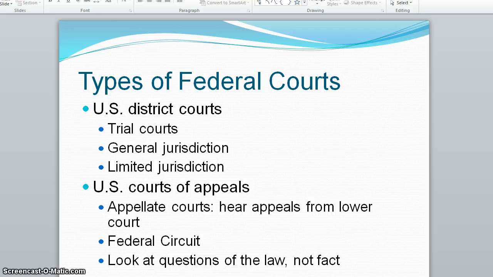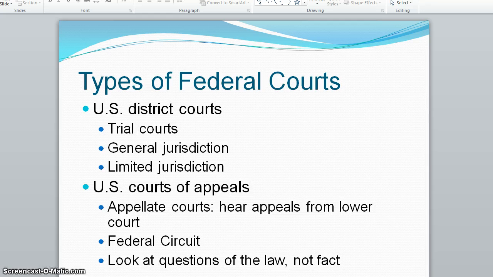The federal court system is a three-tiered model: district courts, appeals courts, and the Supreme Court. District courts are trial courts. That's where most cases begin and testimony is taken. They have general jurisdiction, meaning that they can hear a broad array of issues. Courts on the lower tiers have limited jurisdiction, meaning that they can hear only certain types of claims.